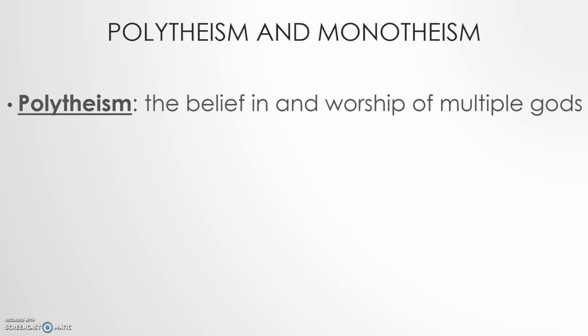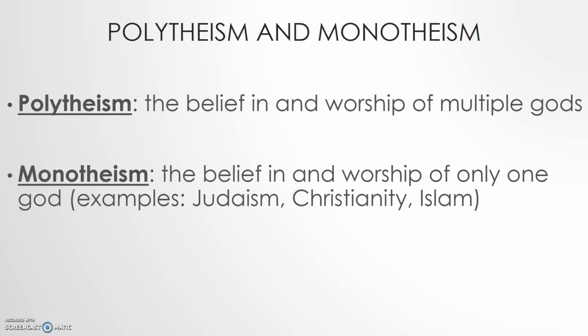Again, the modern religions that we have, the big three, don't have this. They are monotheist, right? So this is where there's a belief in and worship of only one God: Judaism, Christianity, Islam, the ones we're talking about there. So again, polytheism is belief in multiple gods. Monotheism is belief in one God. So it's about how many deities there are.